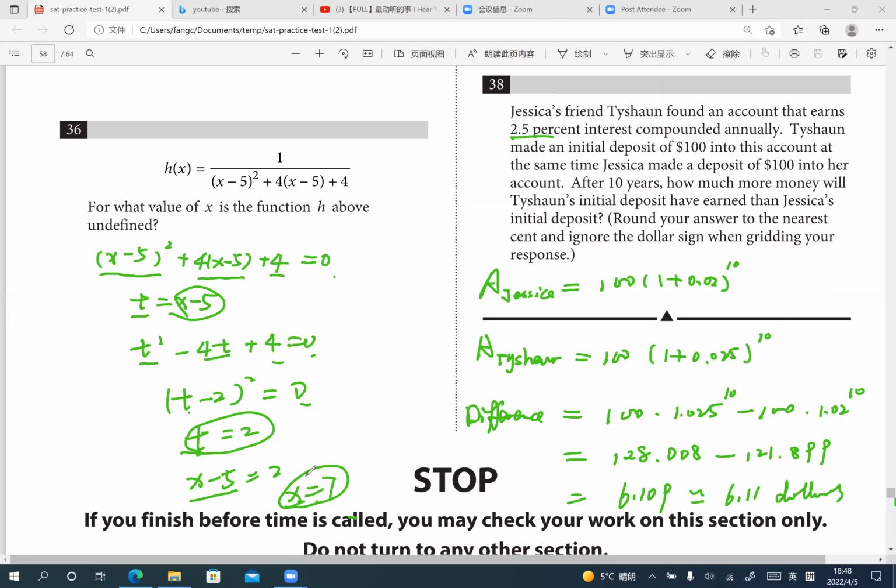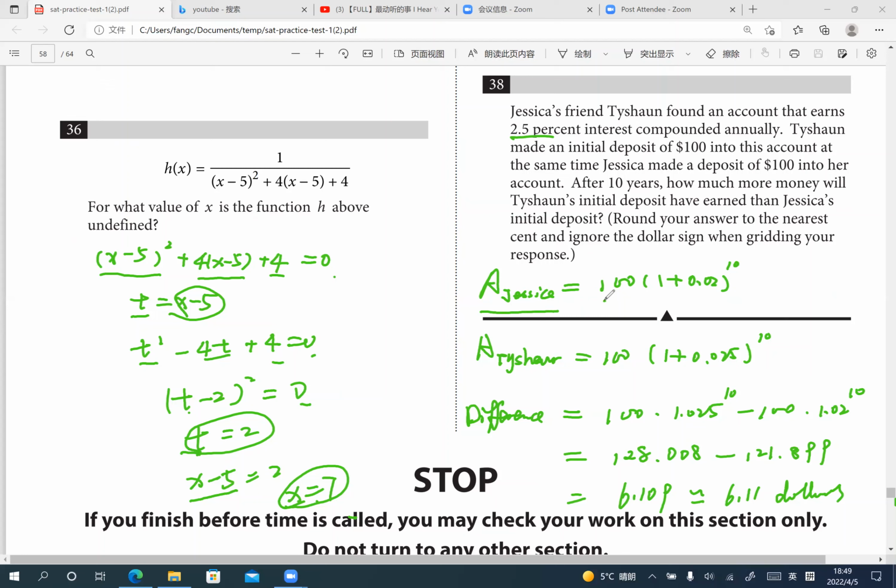Question 38. Jessica's friend Tyshawn found an account that earns 2.5% interest compounded annually. Tyshawn made an initial deposit of $100 into this account. At the same time, Jessica made a deposit of $100 into her account. After 10 years, how much more money will Tyshawn's initial deposit have earned than Jessica's initial deposit? Round your answer to the nearest cent and ignore the dollar sign when grading your response.